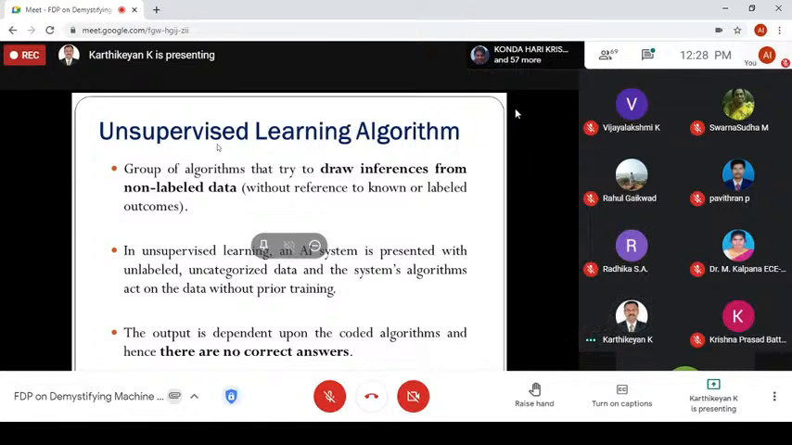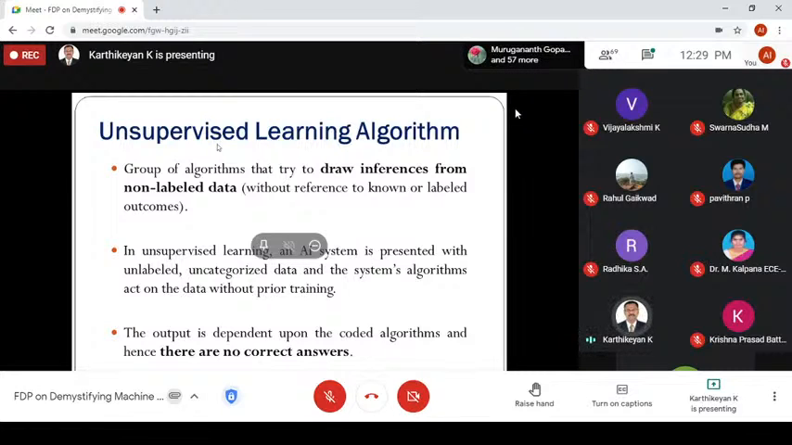So we don't know what is the known result for the data. So what will be the expected outcome of the data, we don't know. So it is a group of algorithms that try to draw inferences from the unlabeled data. So from the unlabeled data, how are we going to draw the inferences? That is the main theme of the unsupervised learning algorithm. So it is an AI system presented with unlabeled, uncategorized data, and the system's algorithms are acting on the data without prior training. As I told you earlier, it is data-driven algorithms.